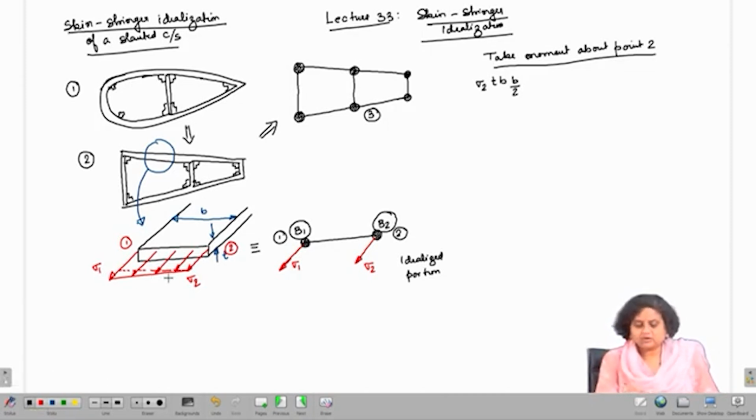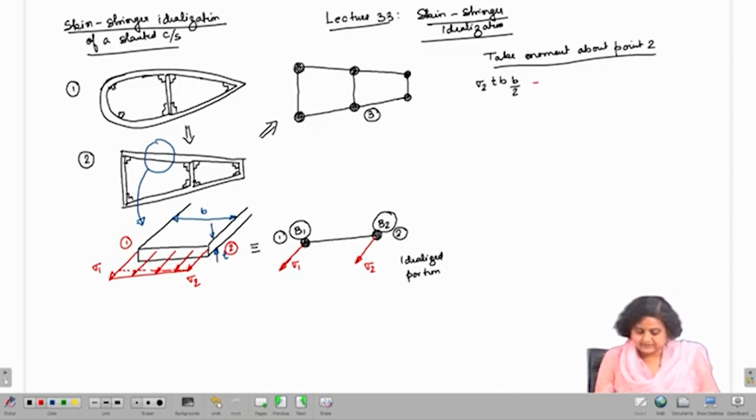Now, the moment because of the rectangular portion: the total force is sigma 2 into T into b, and the moment arm about point 2 is just b by 2. So, this is one part of it.